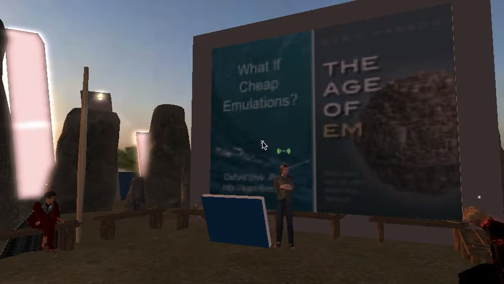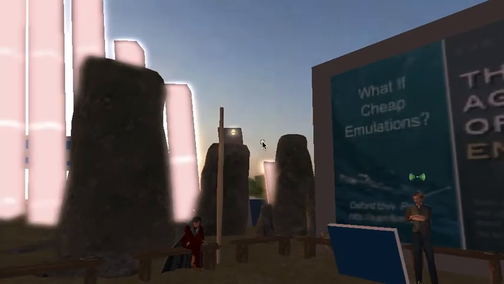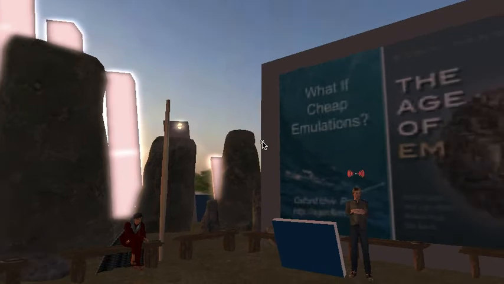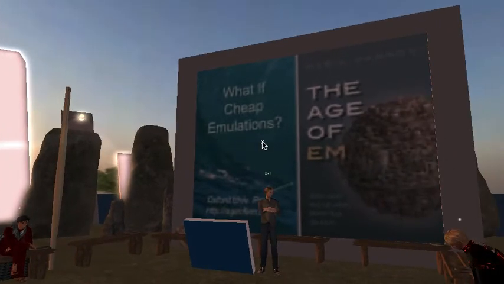And so I've just written this book, out June 1st in the US, a little early in the United Kingdom, The Age of Em: Work, Love, and Life When Robots Rule the Earth. It's gotten some nice press, some critical press, but at least they haven't ignored me, which is nice. And I'm going to talk about that book here, what I've done.